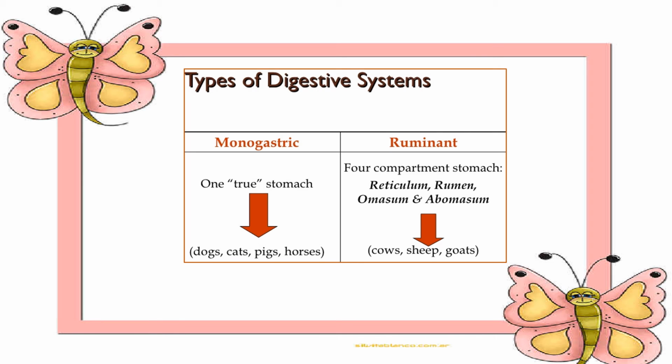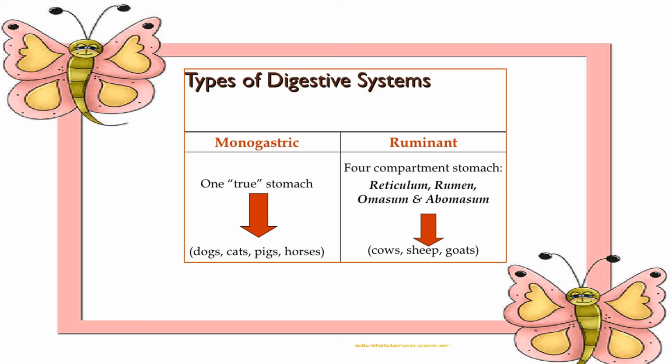Okay, so types of digestive system: the monogastric and the ruminant. For monogastric, one true stomach. Examples for this are the dogs, the cats, pigs, and the horses. So again, dogs, cats, pigs, horses, they have the same type of digestive system. They belong to a monogastric digestive system.